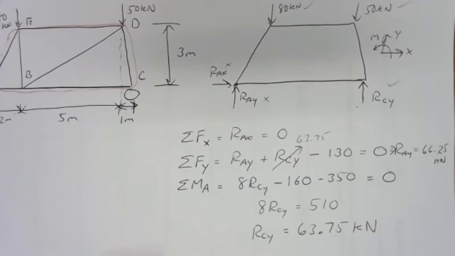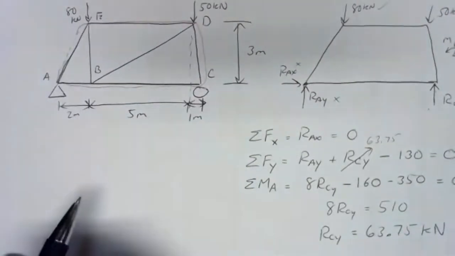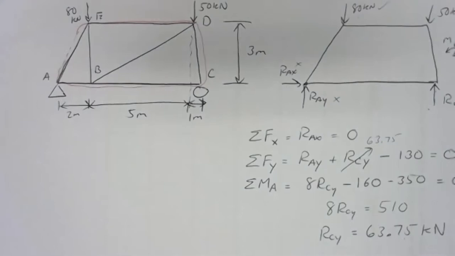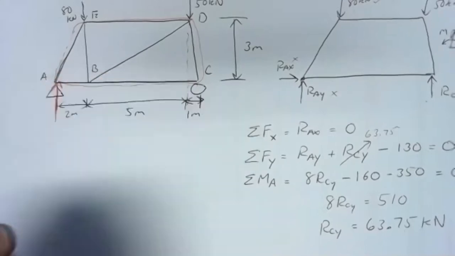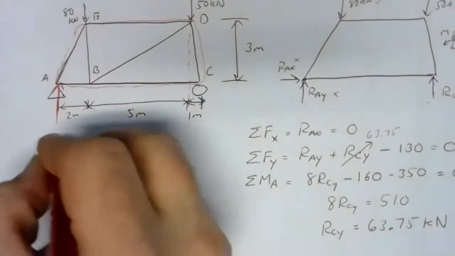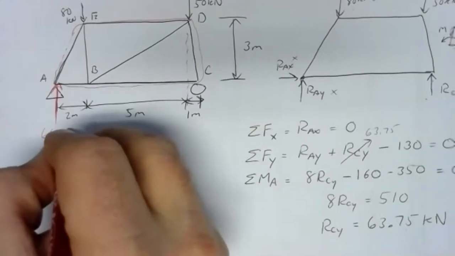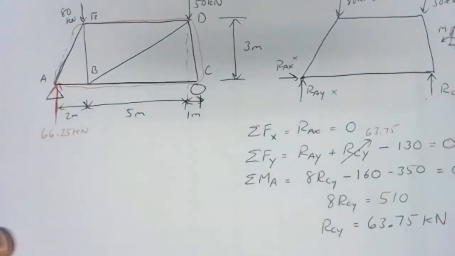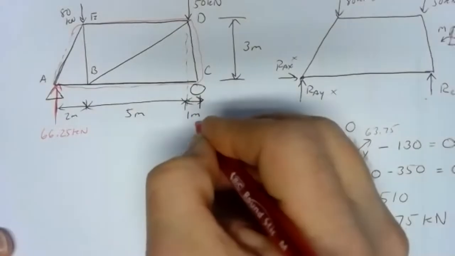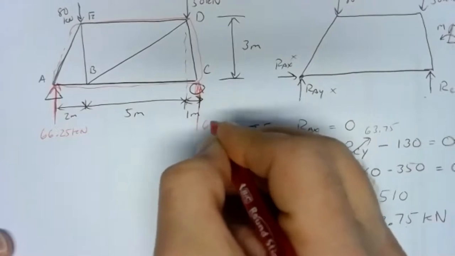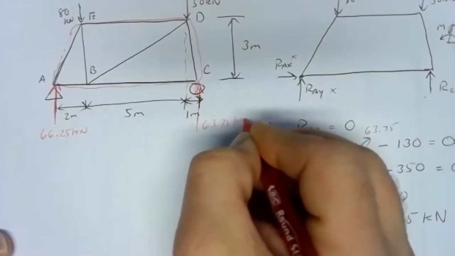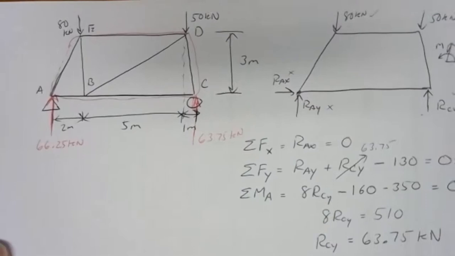So schematically, let's go back to our original picture here, and we'll draw those in. We've got right here at A, we've got a force of 66.25 kilonewtons, and over at C, we've got 63.75. So pushing up right there at the roller, 63.75 kilonewtons. Let's just do a quick check and make sure that the distribution makes sense.